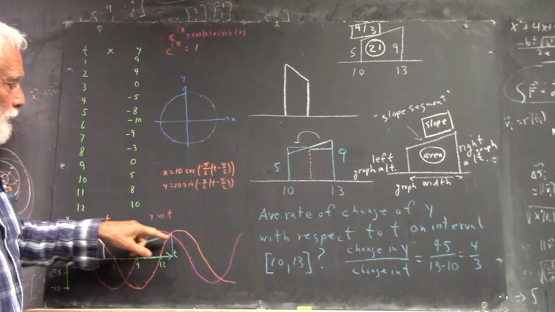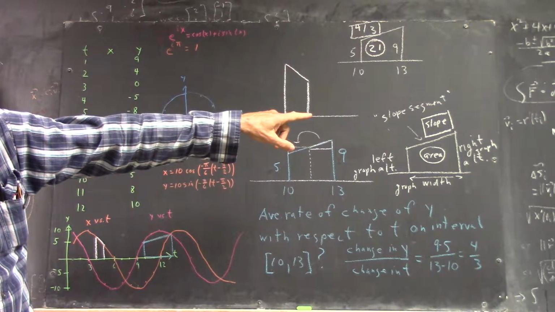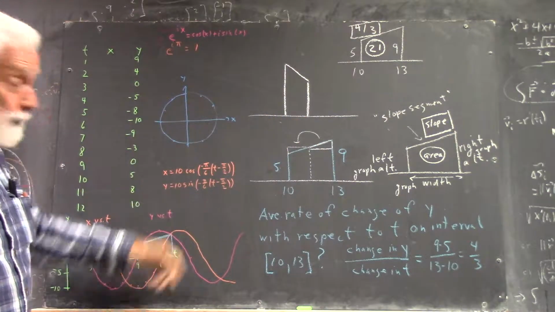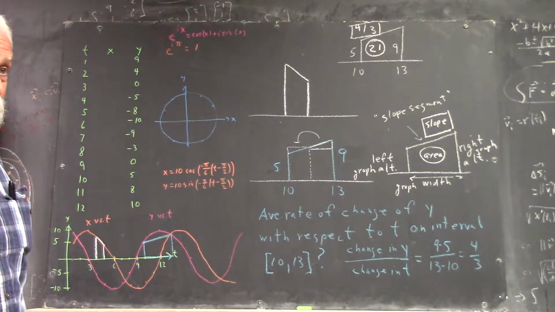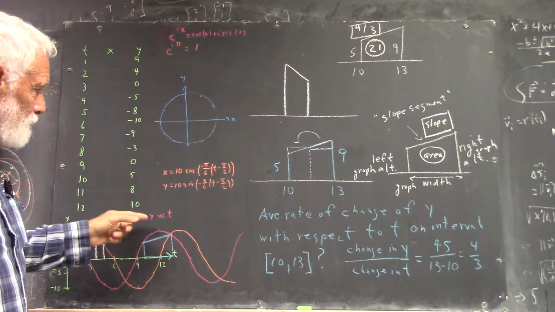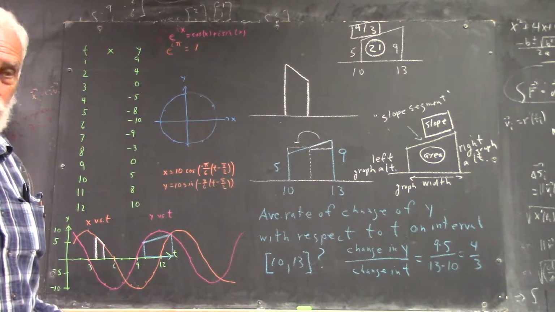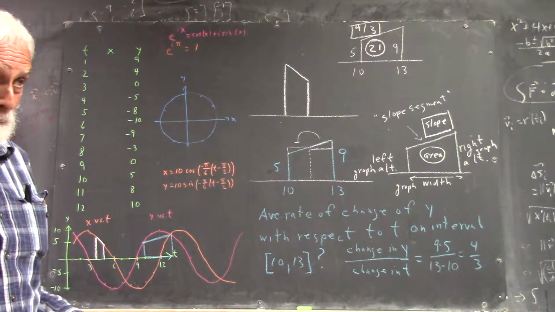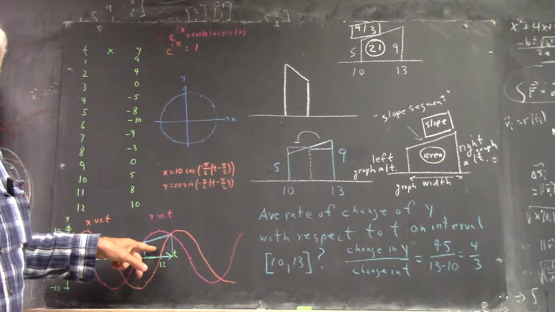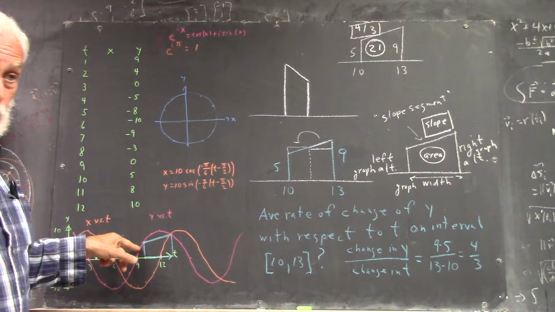So for points between here and here, our slope is an approximate value for the slope of the tangent line. Of course, for this interval, it's not much good because the tangent line is positive here, has a positive slope here, a negative slope here. It doesn't give you a lot of information. Okay? Also, the area of this thing is an approximation to the area underneath the curve.